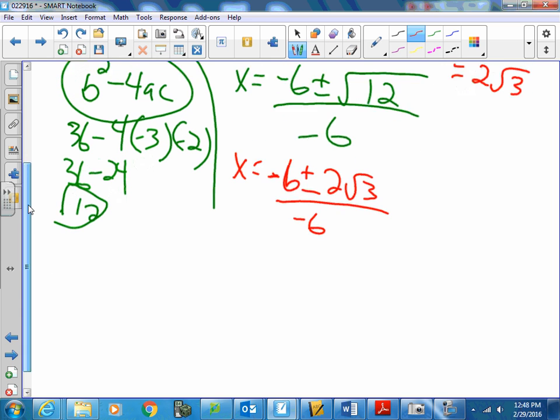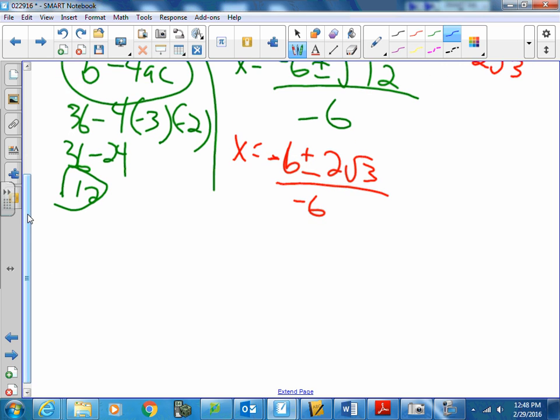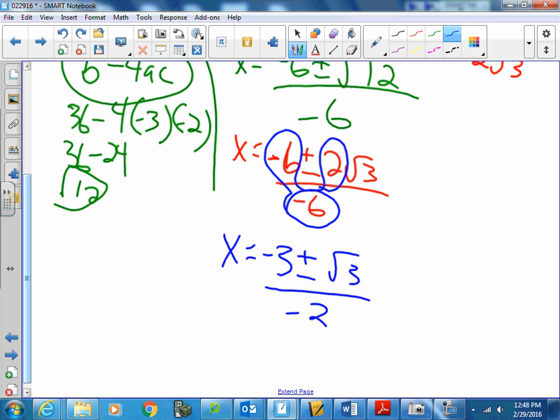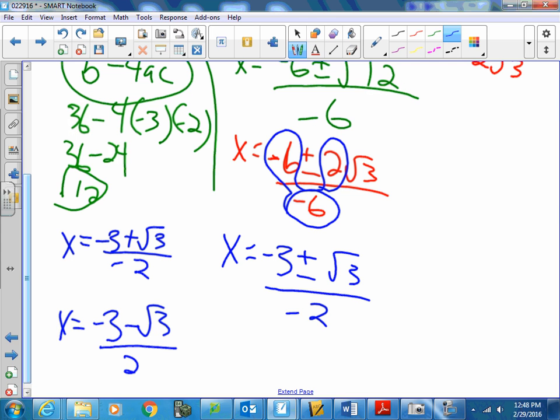Now at this point, if you have a triangle of numbers here, and all are divisible by something, you can cancel. So all of them are divisible by 2. You can have x equals negative 3 plus or minus radical 3 all over negative 2. So you're going to have two solutions. You're going to have x equals negative 3 plus radical 3 over negative 2, and x equals negative 3 minus radical 3 all over 2. Now, these are my two roots.